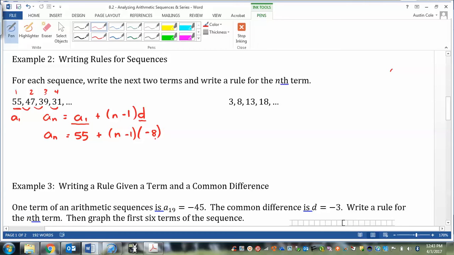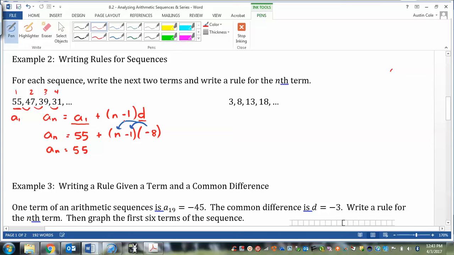Took our formula, plugged in a sub 1, which is the first term in our sequence, plugged in d, which is our common difference, and now we can solve for that thing. All right, now, to solve for this, I need to distribute the negative 8 that way. So I get a sub n equals 55.